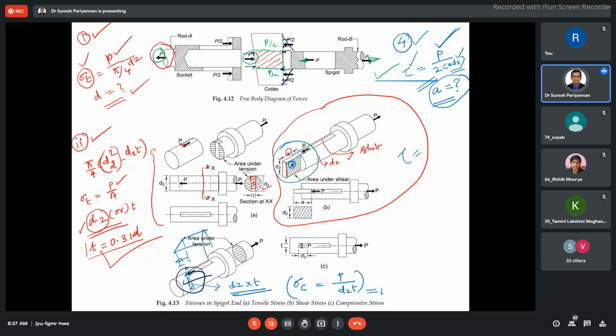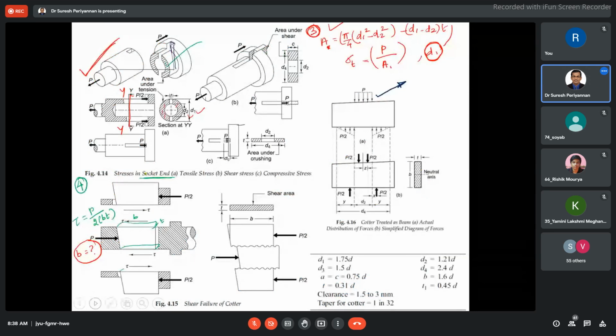This region is between the spigot and the quarter. This region is between the quarter and the socket, and is uniformly varying. It's a triangular distributed force. Please keep in mind. Now we are going to use this force component to find out the bending moment in this quarter.